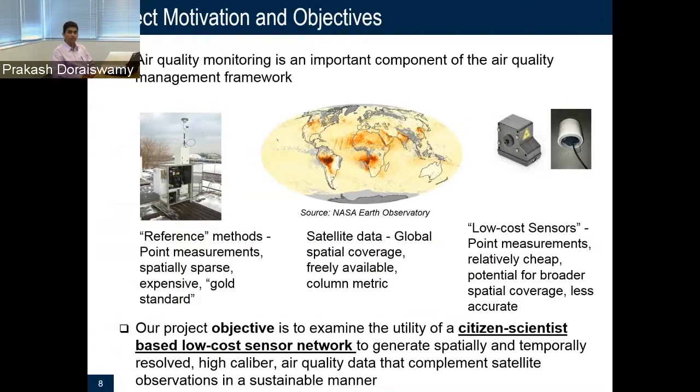However, it is a column metric, so think of it as a camera looking from top above the atmosphere, and therefore it is looking through the whole atmospheric column.